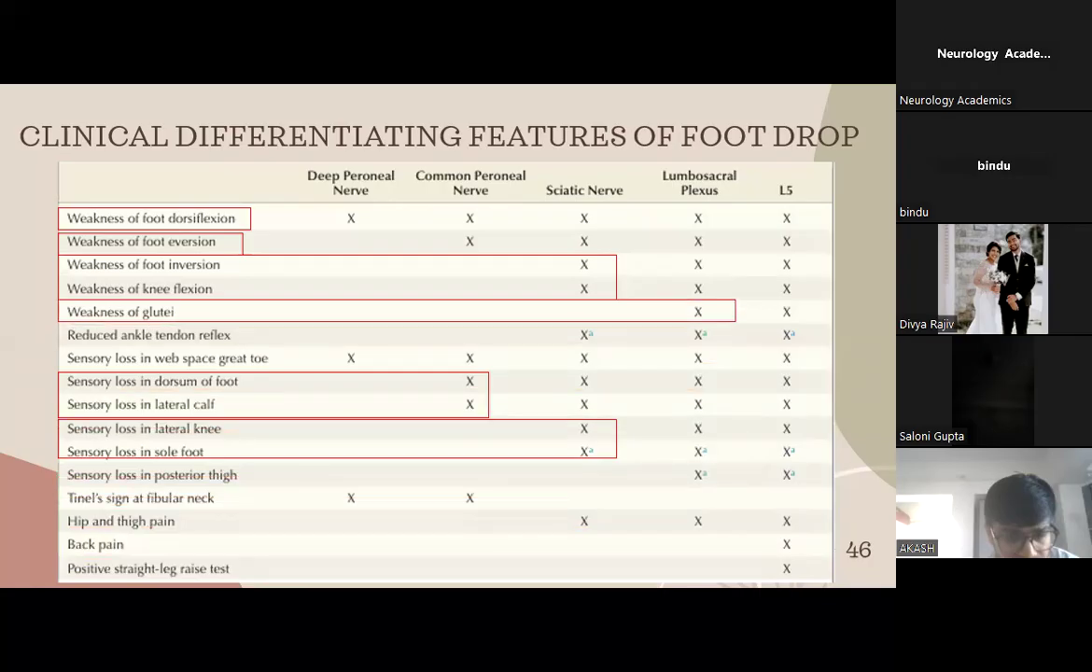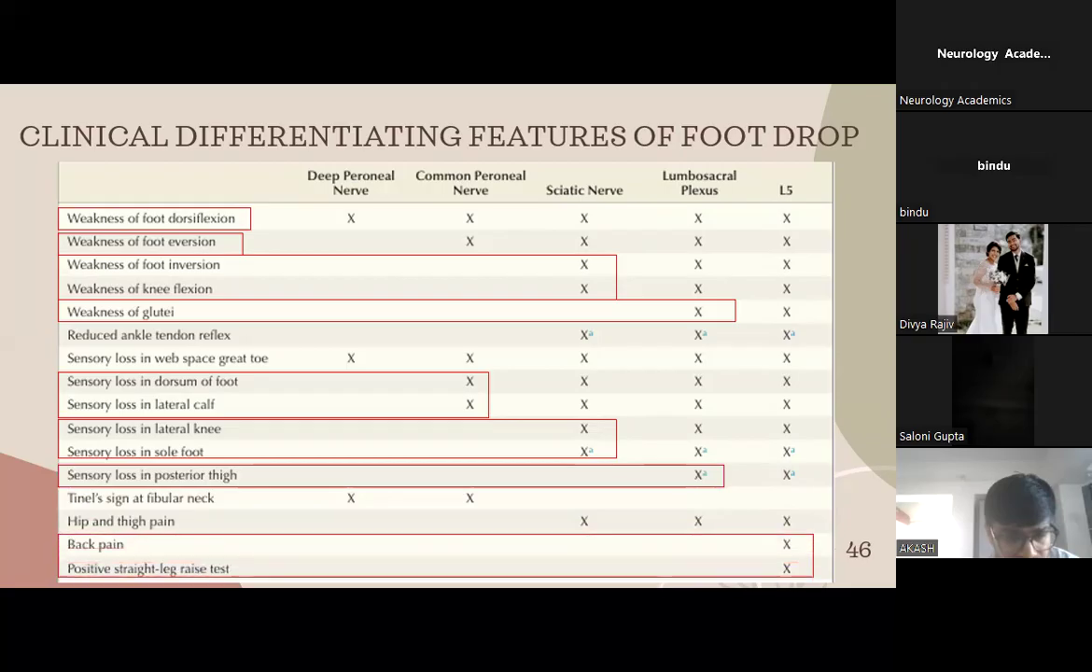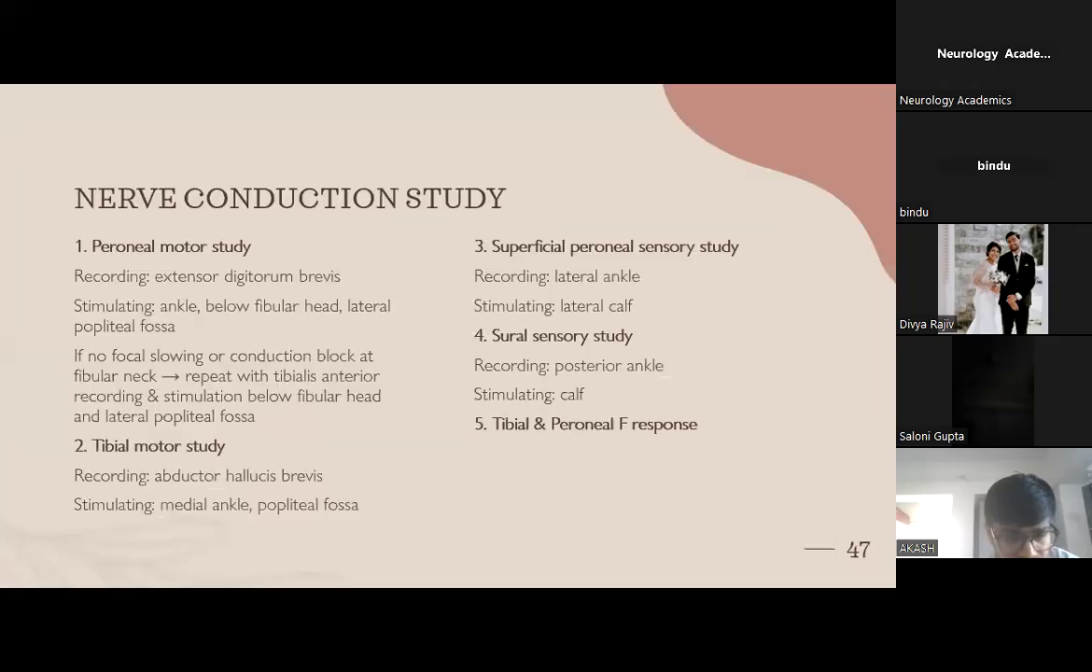In case of gluteus medius or maximus weakness, we have to suspect the lumbosacral plexus, which supplies the superior gluteal and inferior gluteal nerves. Gluteus medius helps in abduction and gluteus maximus helps in extension, along with sensory loss in the posterior thigh. In case of L5 radiculopathy, the patient will additionally have back pain and a positive straight leg raise. SLR will be positive in case of L5 radiculopathy.